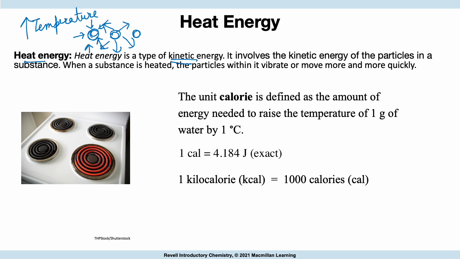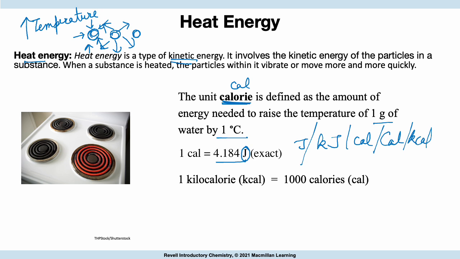There are units of energy that are used. One unit of energy is the calorie, a commonly used unit, which is written as small cal. What is a calorie? It is defined as the amount of energy needed to raise the temperature of 1 gram of water by 1 degree Celsius. 1 calorie is equal to 4.184 joules, another unit for energy. Joules, kilojoules, these are different units of energy that are also used. So you can see joules, kilojoules, small calories, or capital calories, or kilocalories. These are all different units that are used.